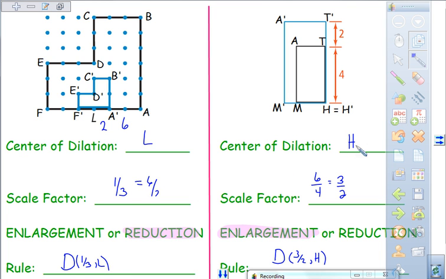Over here, we have the center of H. Our scale factor is 6 divided by 4, which is 3/2, and this would be an enlargement.